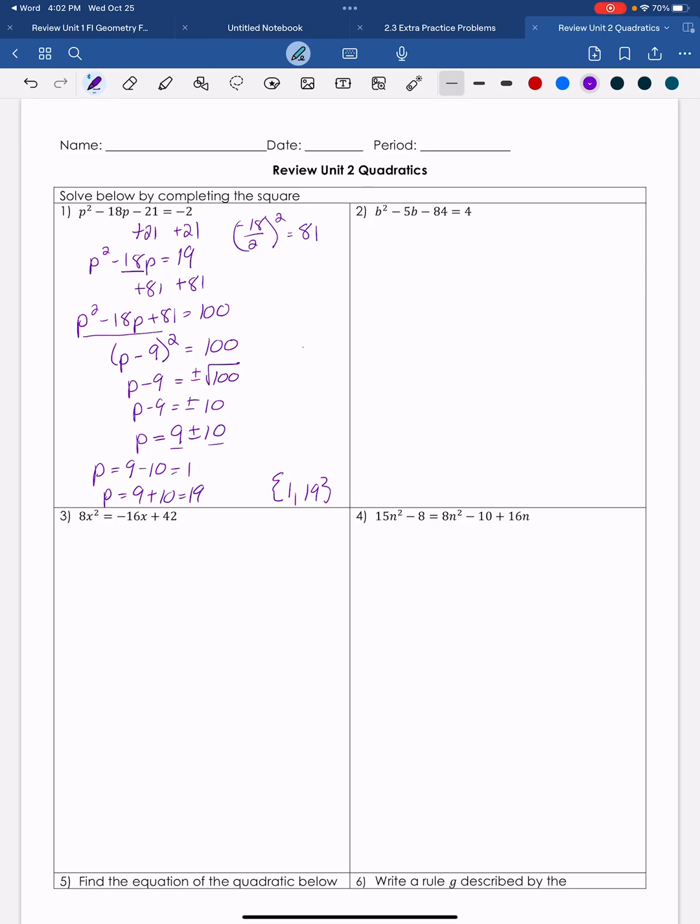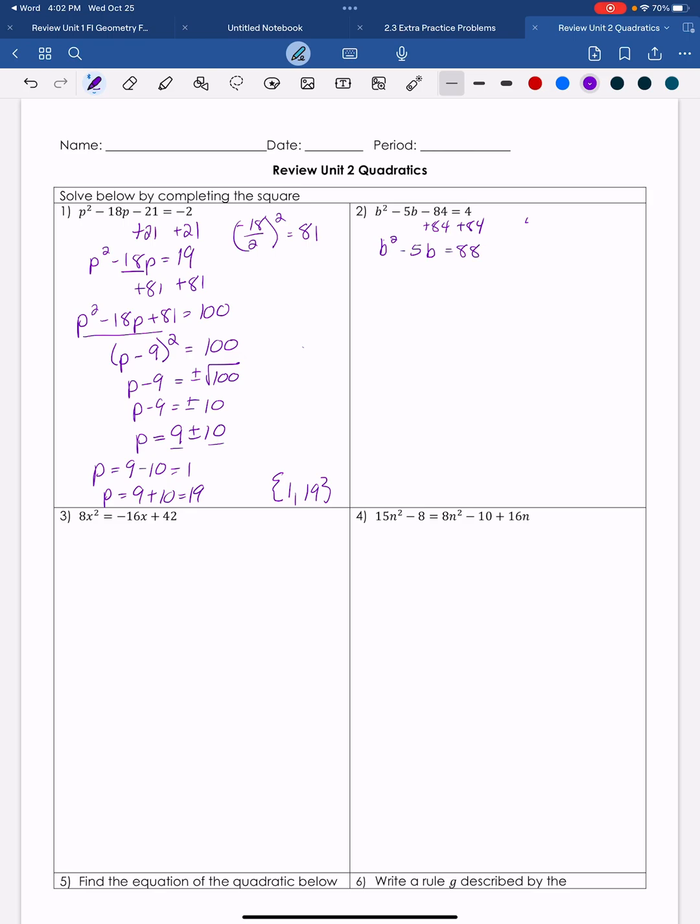So let's go and do the next one. First thing, of course, I'm going to add 84. And so I end up with b squared minus 5b is equal to 88.